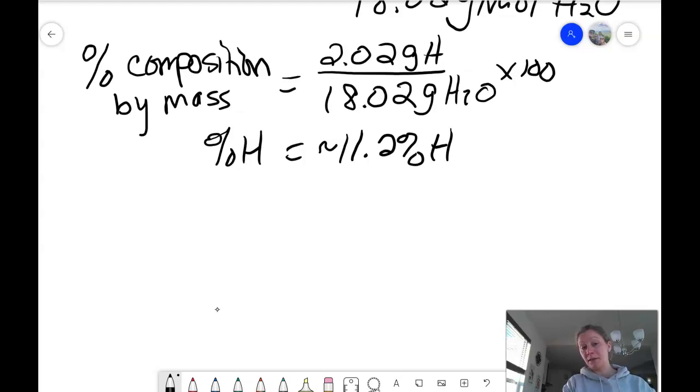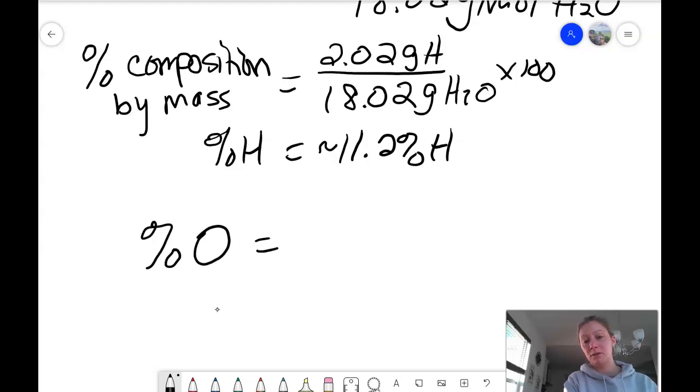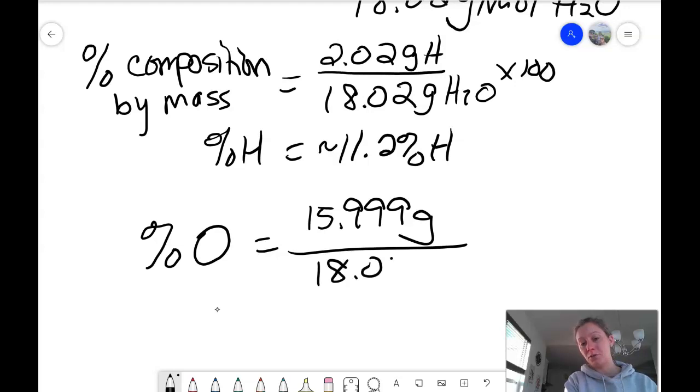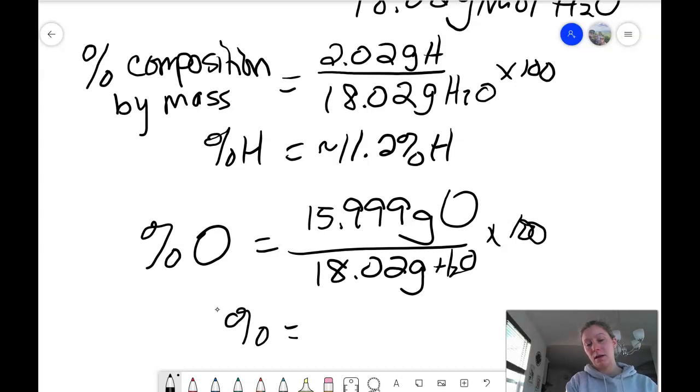The question might be specific and just say calculate the percent composition by mass of hydrogen in water and then be done. It might say calculate the percent composition by mass, and then you might do every element that's in that molecule, or in that compound if you're talking about an ionic compound. So we can do the percent by mass of oxygen. Since there's 1 oxygen in every water, we're going to do 15.99 grams oxygen over the total, and then times 100. So the percent oxygen, I'm going to write out oxygen because sometimes the O looks like just an O or a 0 or part of the percent.